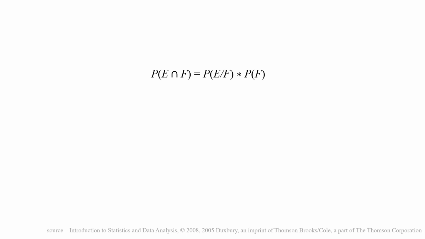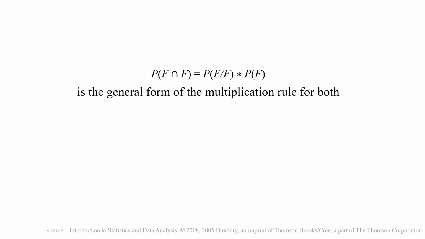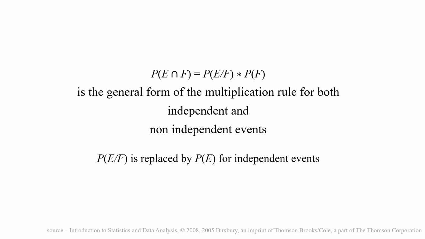Probability of E intersection F equals probability of E given F multiplied by probability of F is the general form of the multiplication rule for both independent and non-independent events. While the equation is used as is for the non-independent events, probability of E given F in the above equation is replaced by probability of E for independent events. And thus, for independent events, probability of E intersection F equals probability of E multiplied by probability of F.